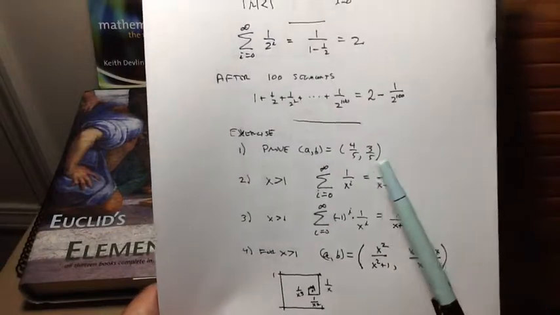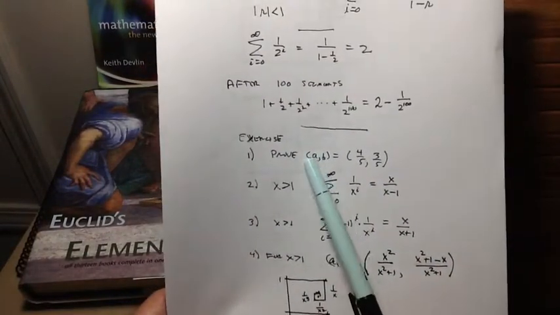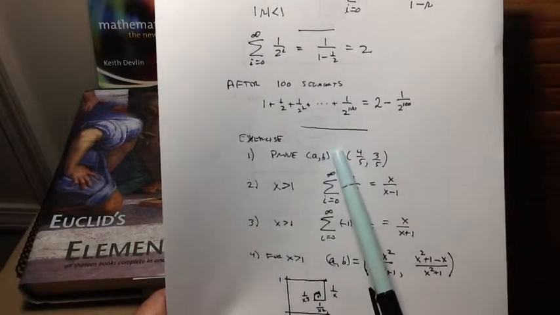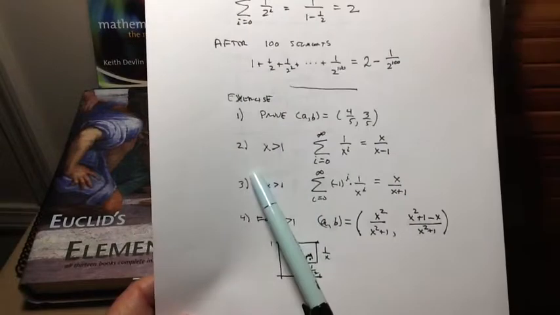Okay, now, for you Tier 4 students, what I want you to do is some exercises now. I want you to prove that that limit point where this thing will converge is 4/5, 3/5. Now, here's what you need to do that.